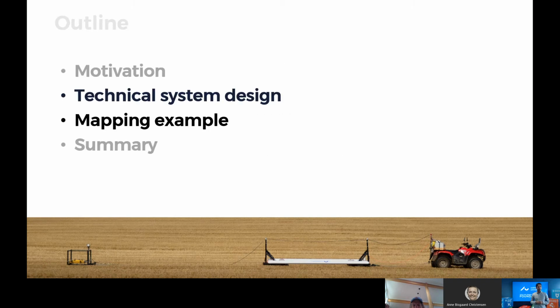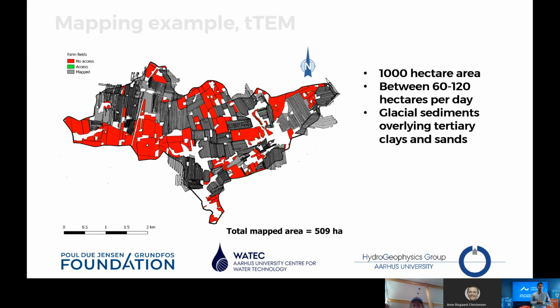Then I will show you some very nice mapping examples. This is one of our project areas that we are working on at Aarhus University, in Denmark. It's called Jongil. This is a 1,000 hectare area that we wanted to map, but we could not get access to all of it. So you can see all the gray colors here. They show where we could map, and the red ones are where we are not allowed to go due to crops or due to not getting permission from the farmers.